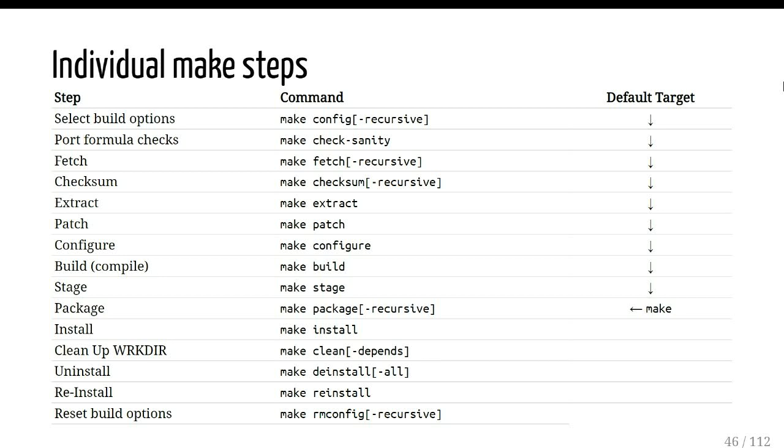And then you've got make deinstall and make reinstall. And then if you ever want to run this config step again, you can clear that back to default by running make rmconfig. The nice thing about make as well is that you can string these together and it'll run them in order. So you can write make clean install clean, for example.